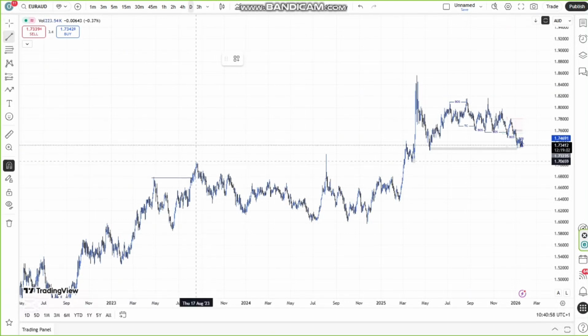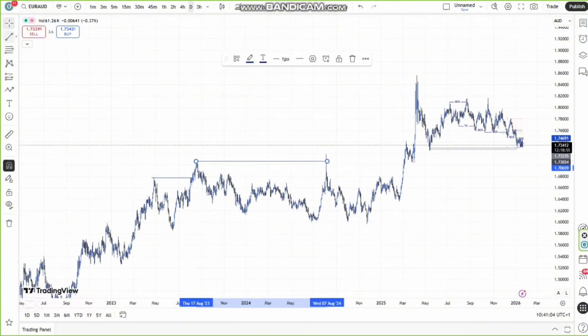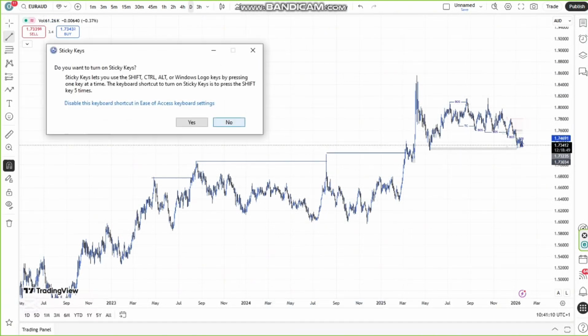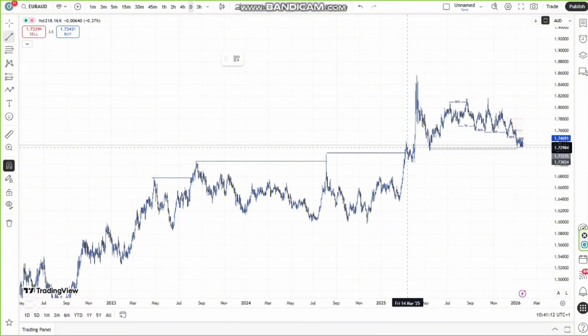A higher high here, right? Then we have a higher high here, right? And then we have a higher high here, a minor higher high. Price took out this high, giving us a higher high here.